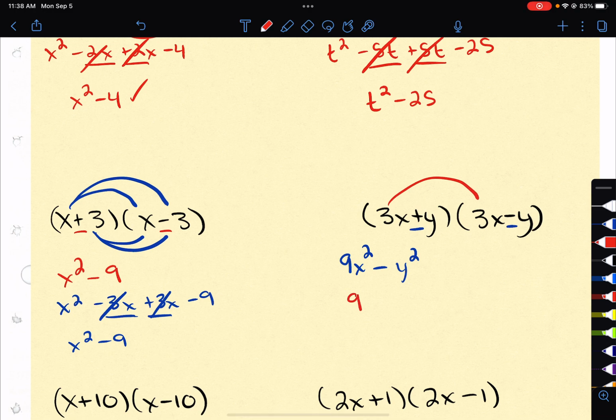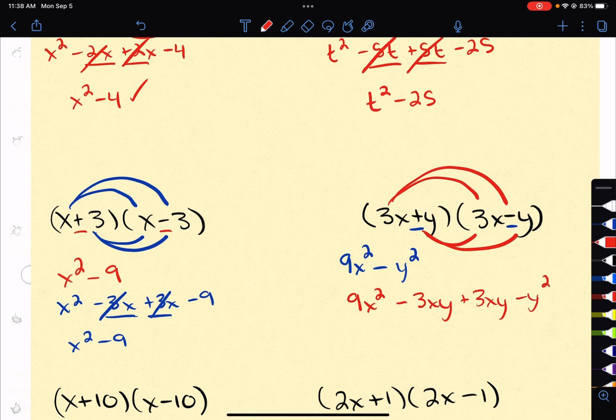3x times 3x is 9x squared. 3x times negative y is negative 3xy. 3x times positive y is positive 3xy. And y times negative y is negative y squared. That cancels, and you're left with 9x squared minus y squared. Same answer, but one's a faster way of doing it.